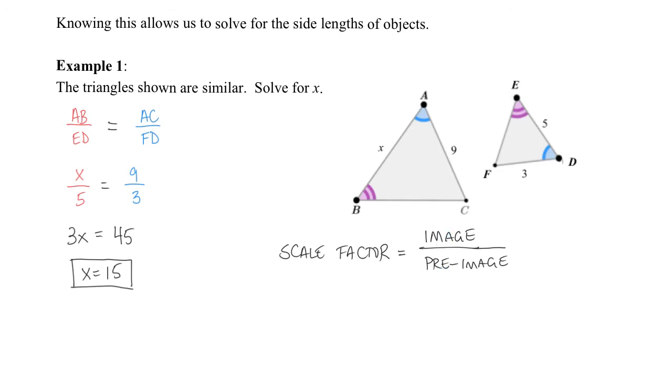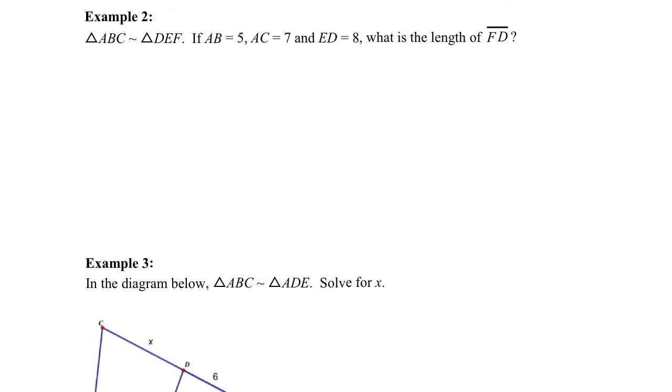In order for that to happen, I have to tell you that a dilation occurred, and I have to tell you which one is the pre-image and which one is the image. In this case, yes, a dilation happened. I know this because the triangles are similar. But I haven't told you which one is the pre-image and which one is the image, so you wouldn't know anyways. And it doesn't matter because if you flip these fractions upside down, you're still going to get x equals 15. All right, let's move on.